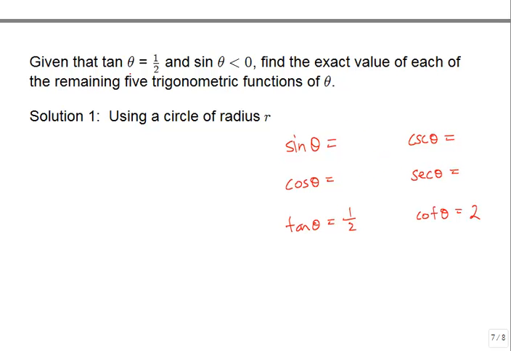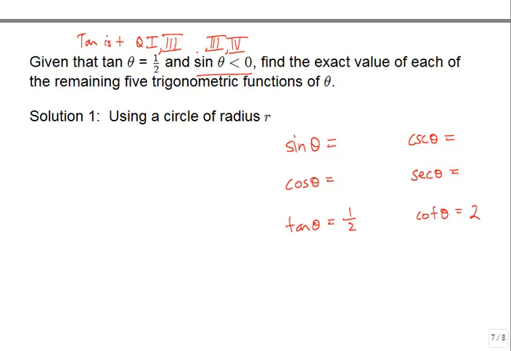Now notice that tangent of theta is equal to positive 1/2. In which 2 quadrants is tangent going to be positive? Tangent is positive in quadrant 1, where everything is positive, or in quadrant 3, where everything is negative, so that the quotient becomes positive. Where is sine of theta less than 0? In other words, where is sine of theta negative? Well, sine is the y value, and the y values are negative in either quadrant 3 or quadrant 4.